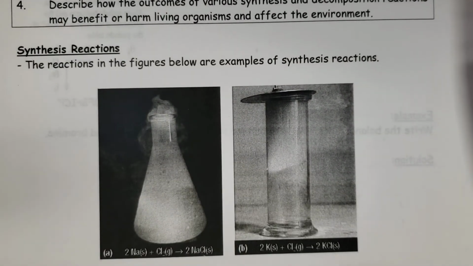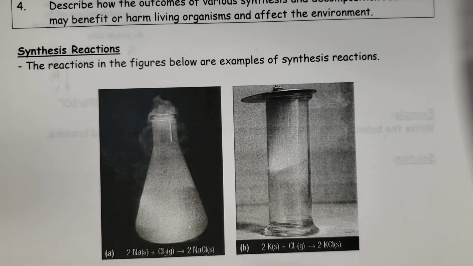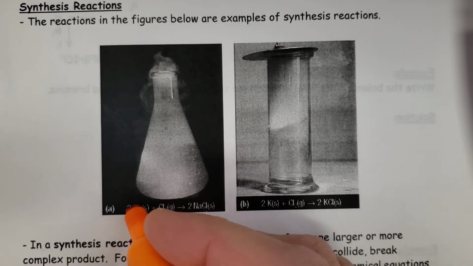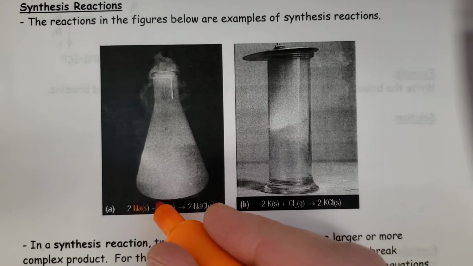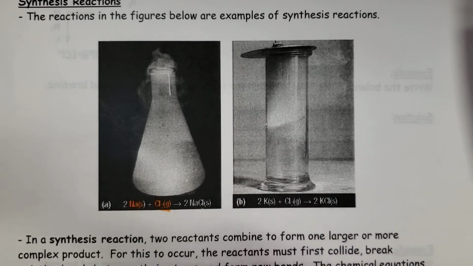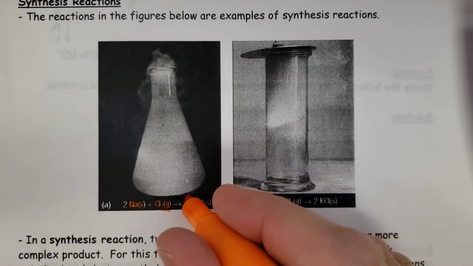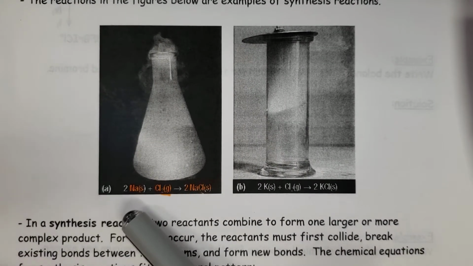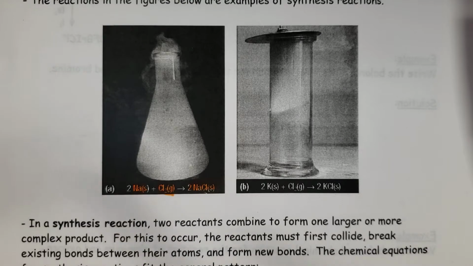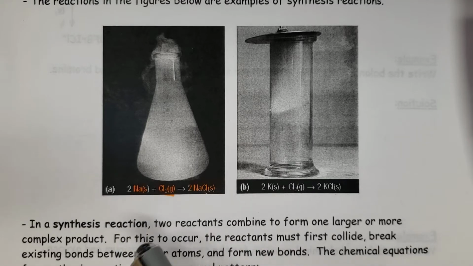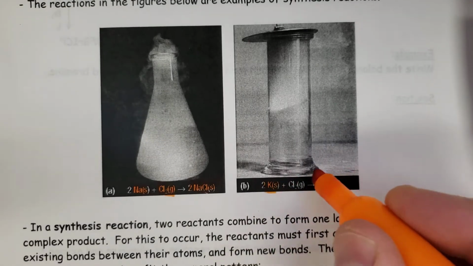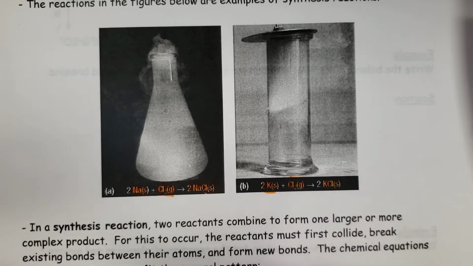So if you look over here, the figures below are examples of synthesis reactions. Over here, you can see solid sodium in the presence of chlorine gas. The sodium and chlorine come together to make solid table salt. The interesting thing here is solid sodium is very reactive, and chlorine gas, of course, is dangerous. But if we put them together, we get table salt. Another one here, potassium combined with chlorine gas gives us KCl.